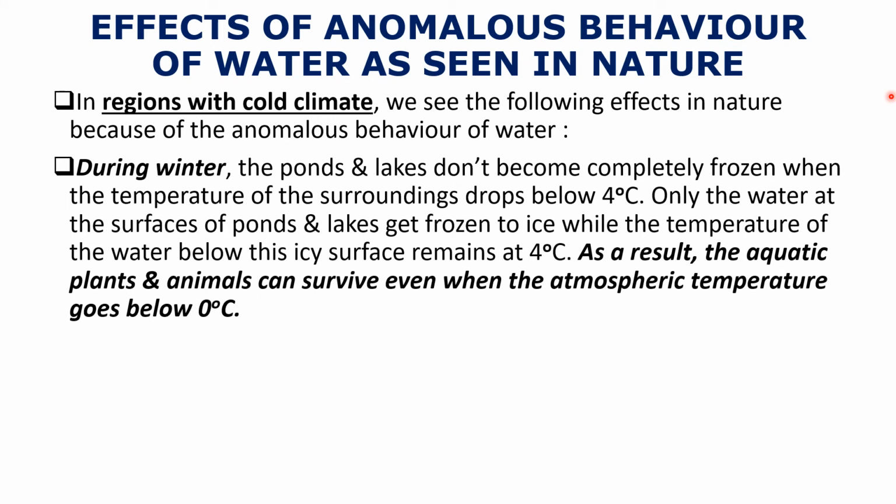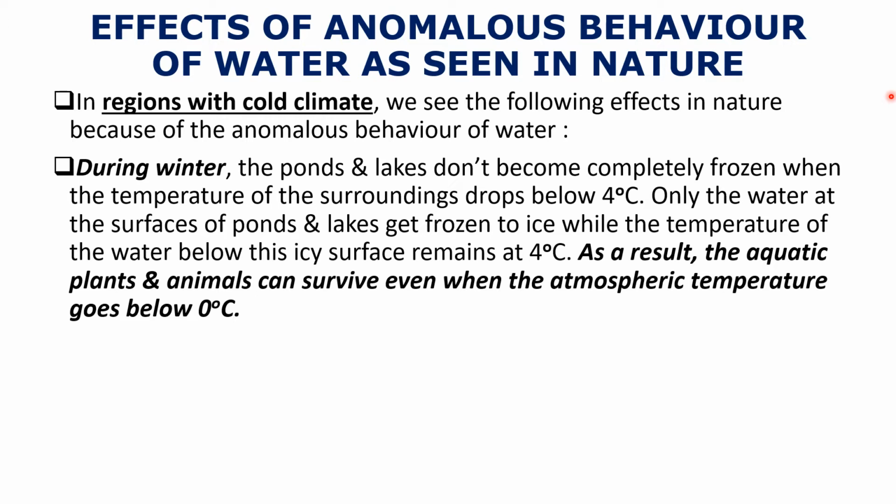During winter, in very cold countries, where the climate becomes very cold in the winter season, the ponds and lakes don't become completely frozen when the temperature of the surroundings drops below 4 degrees Celsius. The whole lake or the whole pond does not become frozen. Only the water at the surface of the pond and the lake gets frozen to ice, but the water below the ice remains at 4 degrees Celsius.